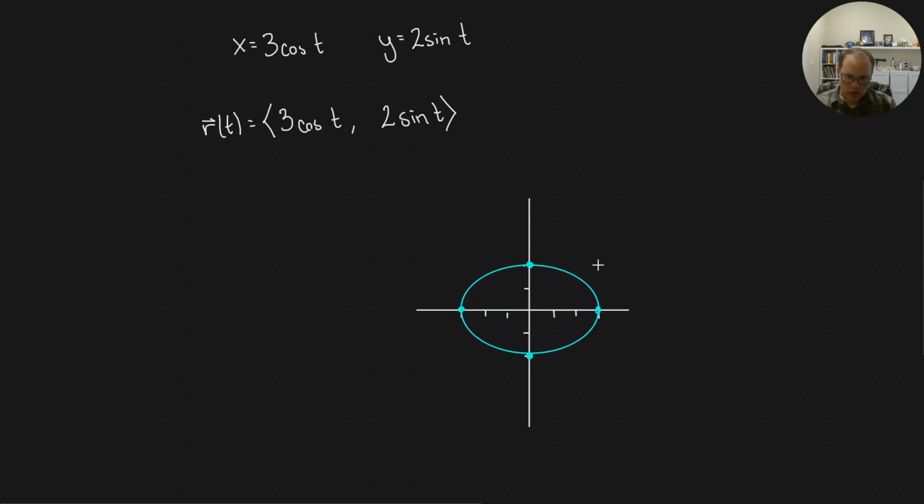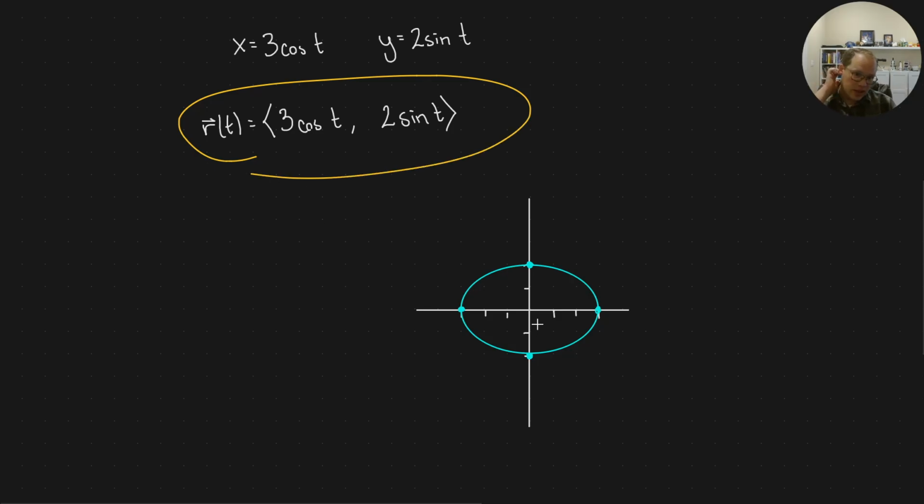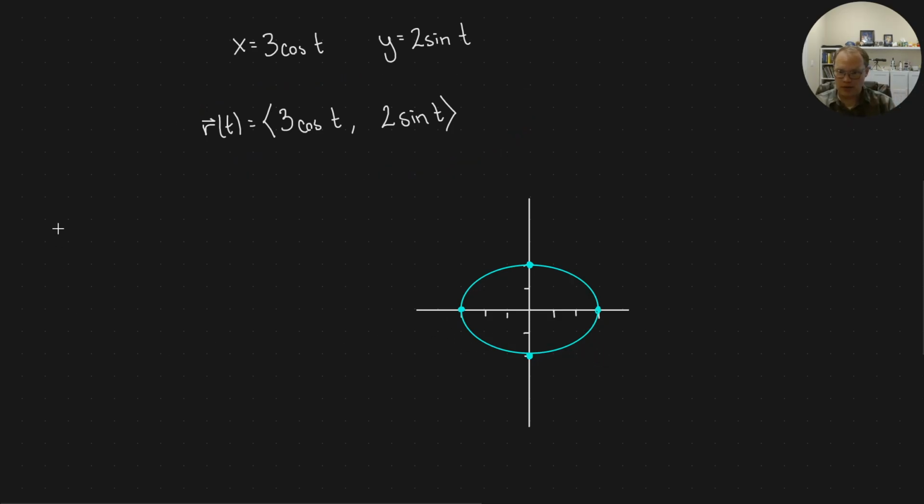Okay, so there's my ellipse, and I need to determine if I'm going clockwise or counterclockwise. So let's plug in a few values of t and see if this parameterization of the ellipse is going to have the orientation I want. So t, r of t. And again, just a couple is usually fine. So I'm going to plug in 0.